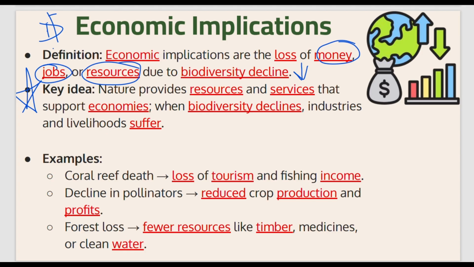Another example is a forest gets destroyed. This means fewer resources available, like timber, which is wood, medicines, all of the herbal remedies that could be pulled from the forest are no longer available, and the clean water that was available within the forest, because the forest is a major part of the water cycle and helps to transport clean water back into the atmosphere and up out of the geosphere.